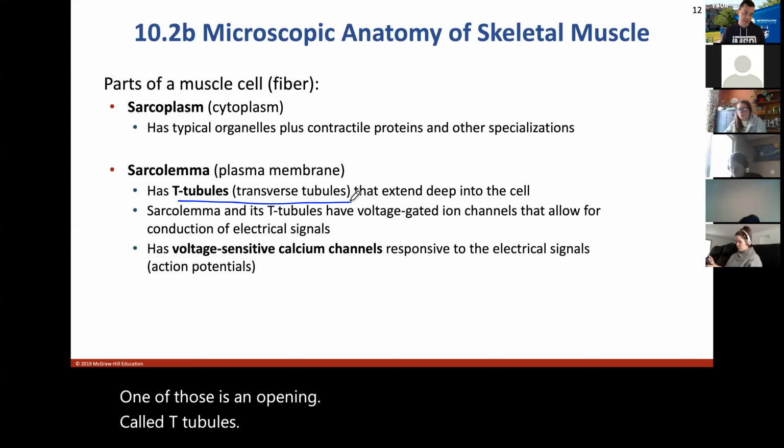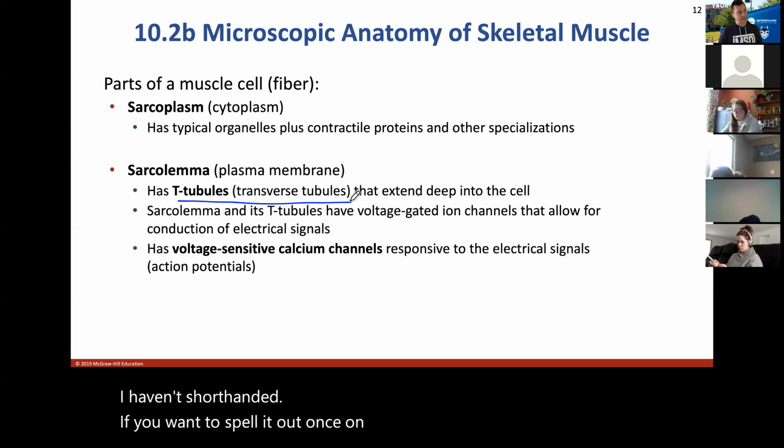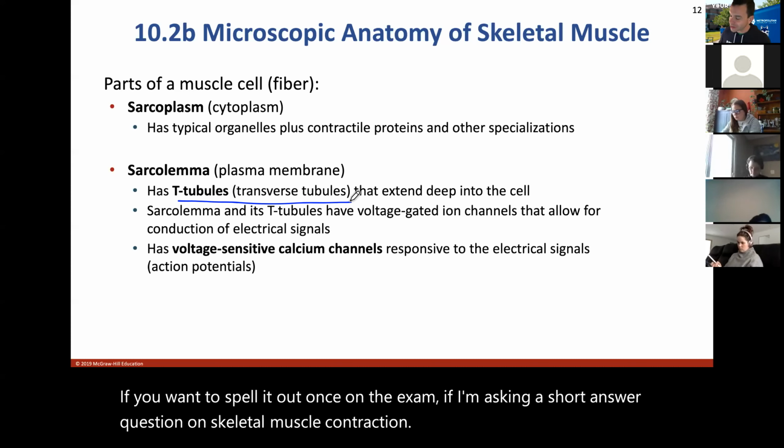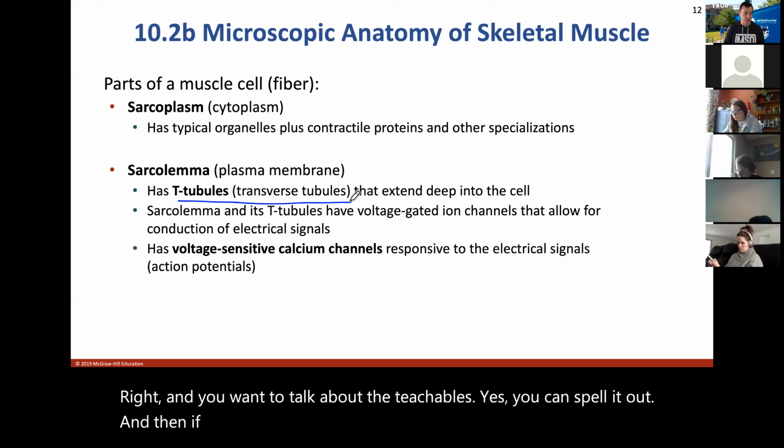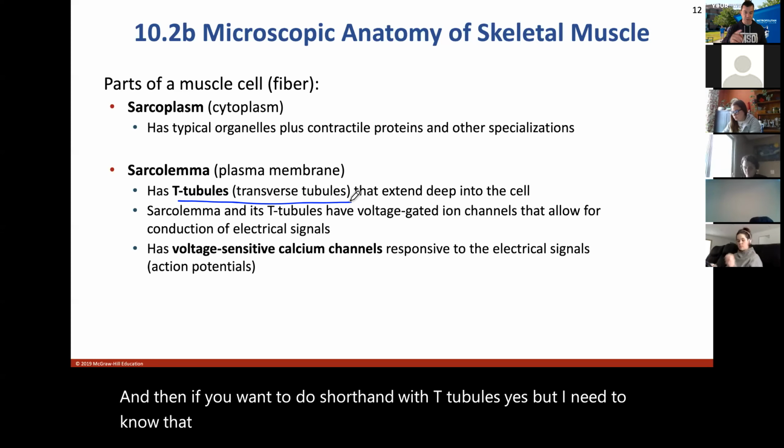I have it shorthanded. If you want to spell it out once on the exam, if I'm asking a short answer question on skeletal muscle contraction, right? And you want to talk about the T-tubules, yes, you can. Spell it out. And then if you want to do shorthand with T-tubules, yes. But I need to know that you know what that T means. So please spell it out once and then use shorthand.